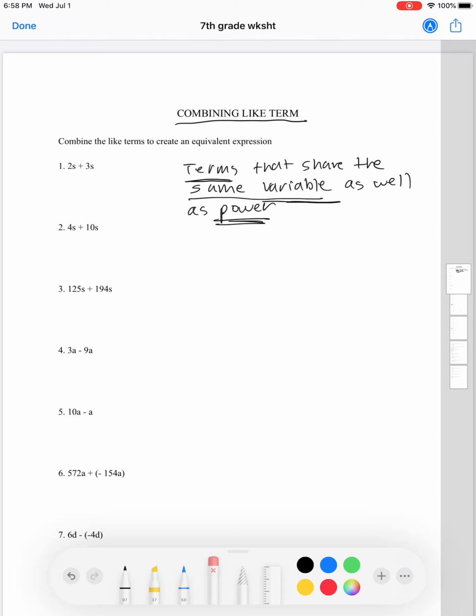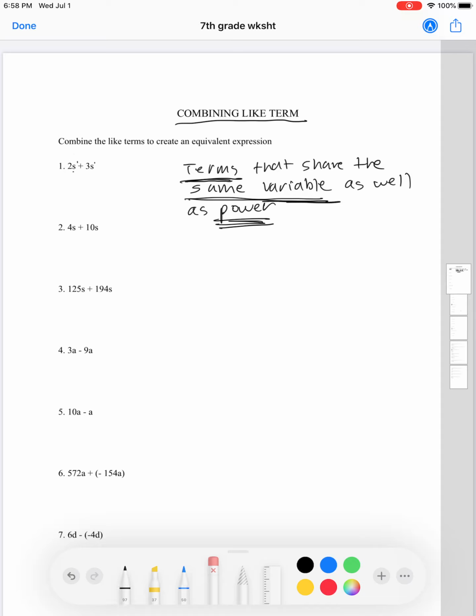Like terms are terms that share the same variable as well as the same power. So in this case, s would be our same variable and 1 would be the same power. So considering these two factors, we know that 3s and 2s are like terms.